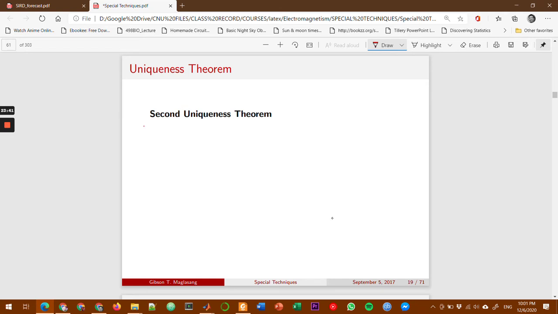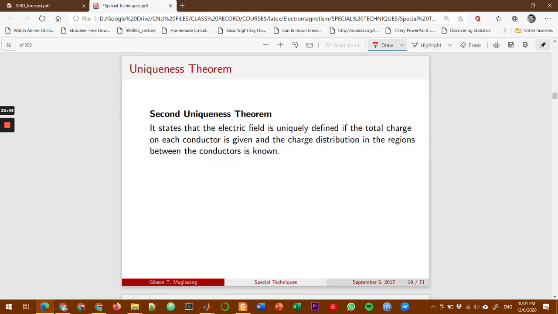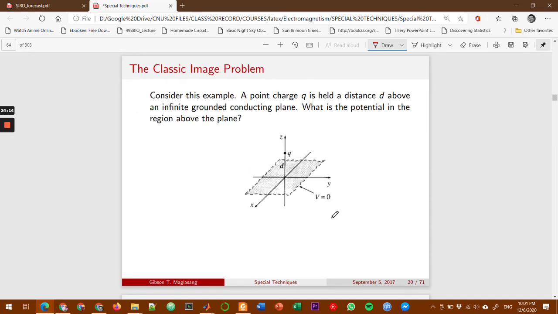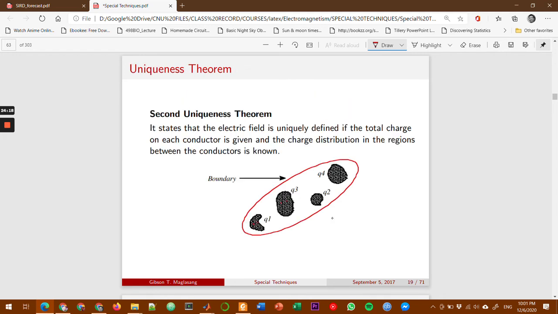Next is the second uniqueness theorem. Related siya sa first uniqueness nga theorem. So it states that the electric field is uniquely defined if the total charge on each conductor is given and the charge distribution in the regions between the conductors is known. Let's take a look at this. So you have conductor 1, conductor 2, conductor, and so on. So if you have this conductor, tapos each conductor is given and the charge distribution in the regions between the conductor is known. In this case, that would be that the electric field or potential is uniquely defined sa kaning system dayan. Okay?